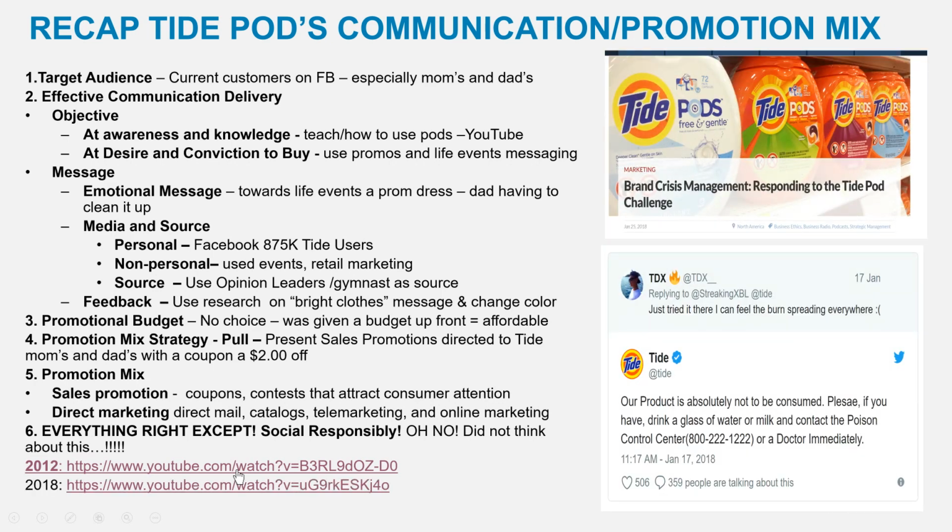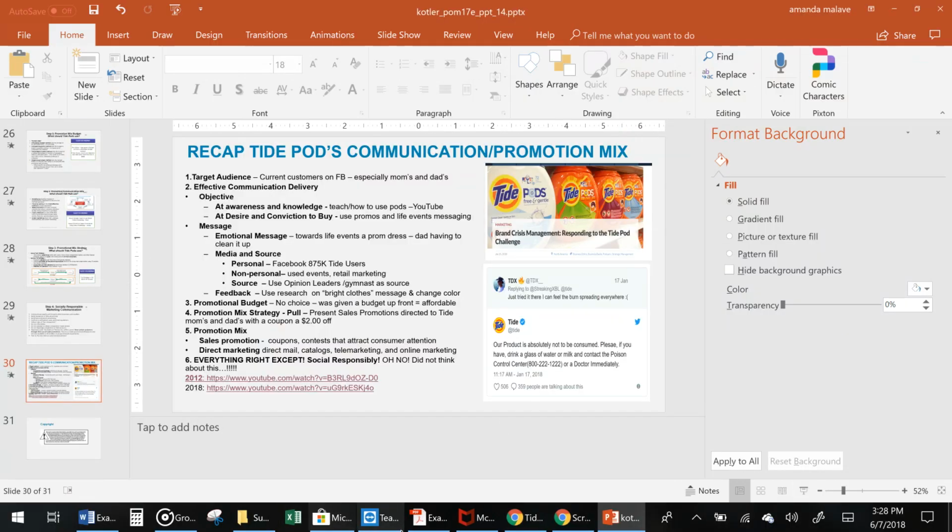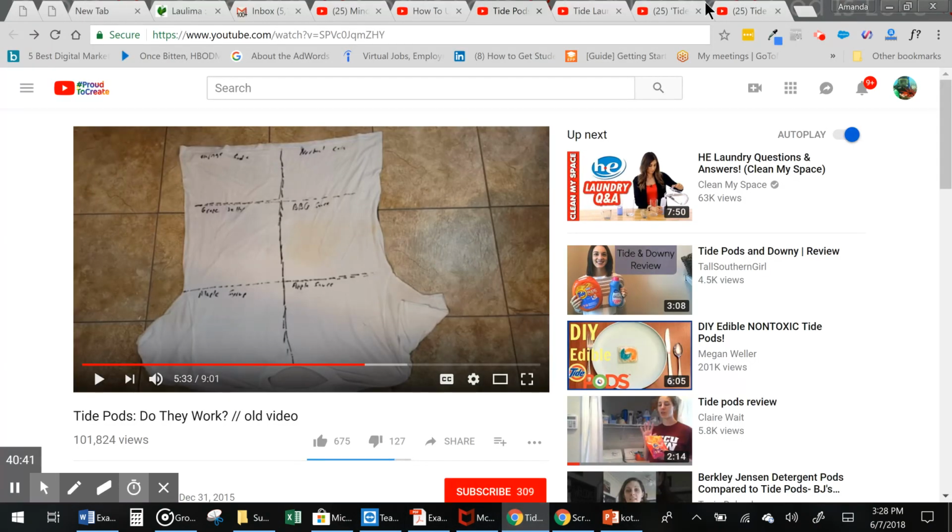Let's take a look at what happened in 2012, and then we'll take a look at what happened in 2018. What we're going to show here is that they had a brand crisis, and they didn't know how to respond to the Tide Pod challenges, or the fact that they used their research marketing to actually make it look like candy. So let's take a look at what happened there.